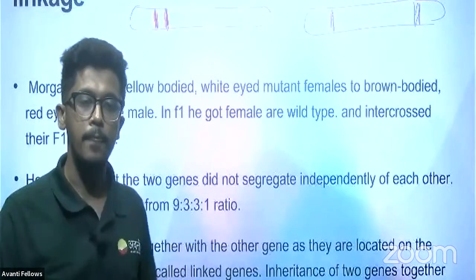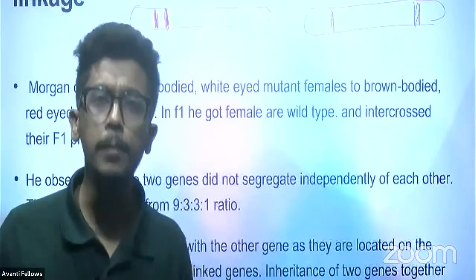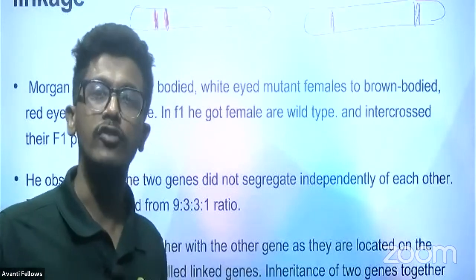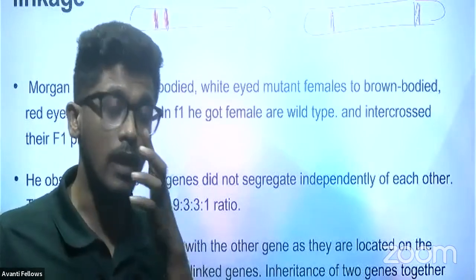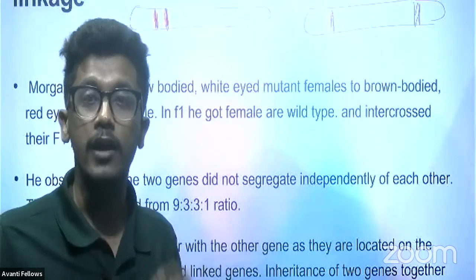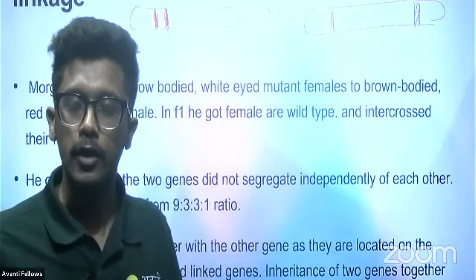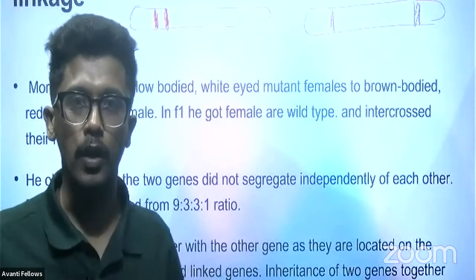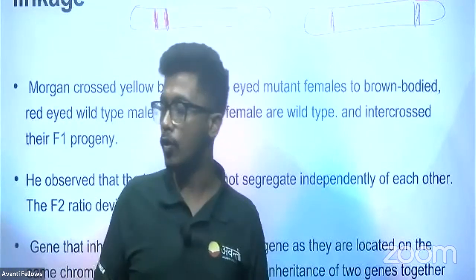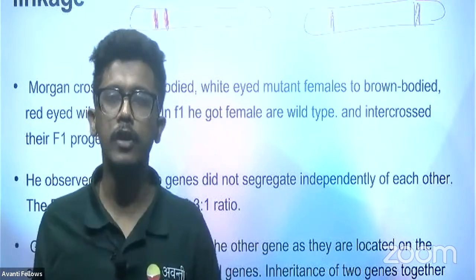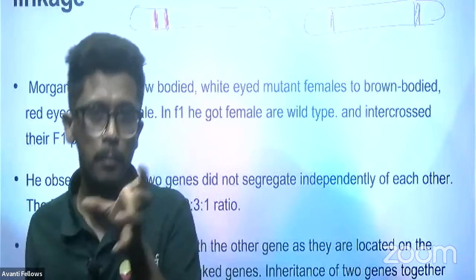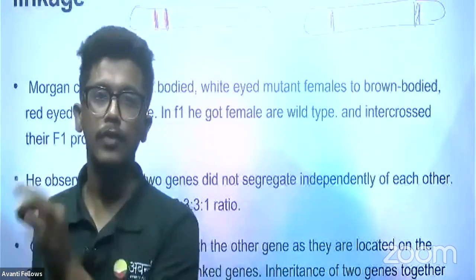So usually we know that during meiosis, when gametogenesis is happening, there is a phase where a recombinant nodule is formed during the cell division. You have studied this in your +1. During this recombinant nodule, a process of recombination happens. What is recombination? Recombination can be simply defined as bulk transfer of genes.